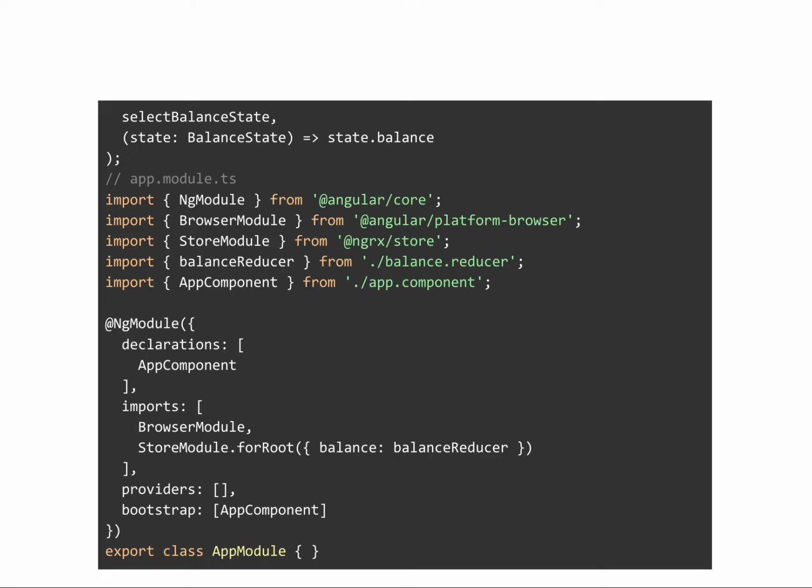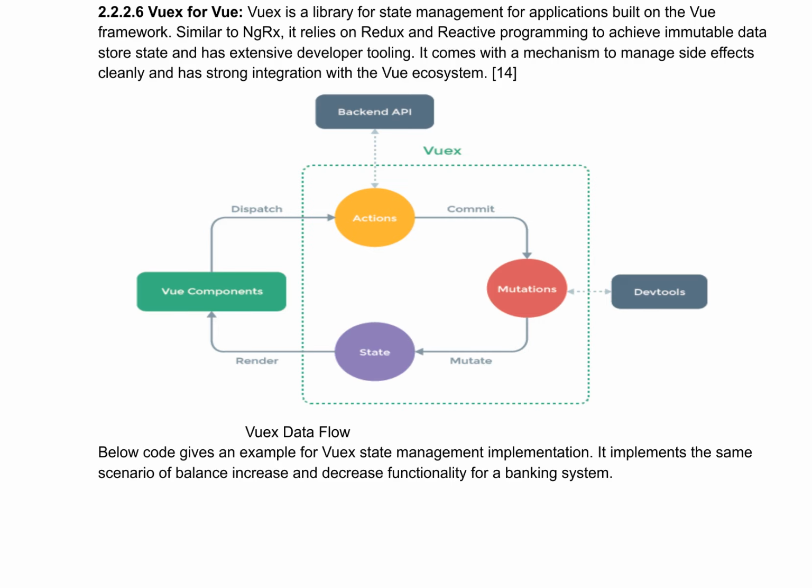In the given code snippet from page 17, an Angular module is created with the store module imported and configured to use the balance reducer function. This reducer function manages the balance state within the application, allowing it to be increased or decreased through dispatched actions. The selectBalanceState function is used to access the current balance from the store.